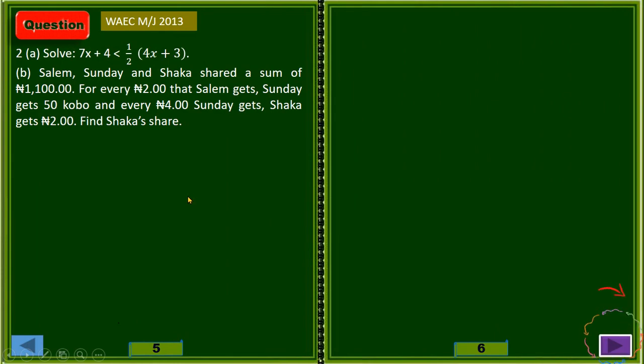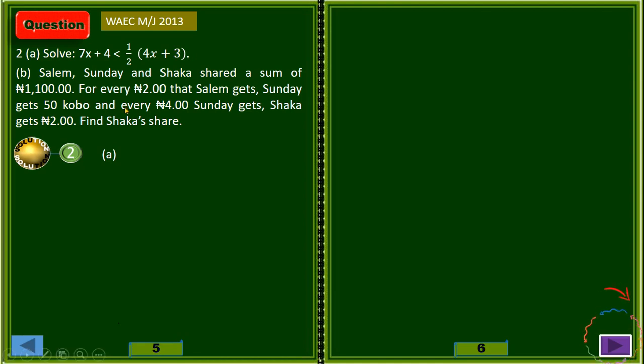Solve 7x + 4 < 1/2 (4x + 3). Salim, Sunday, and Shaka share the sum of 1,100 naira. For every 2 naira that Salim gets, Sunday gets 50 kobo. For every 4 naira that Sunday gets, Shaka gets 2 naira. Find Shaka's share. Now let's see how we can solve this question together.